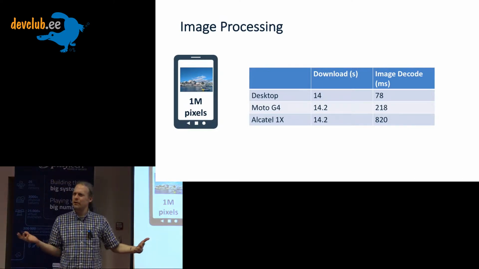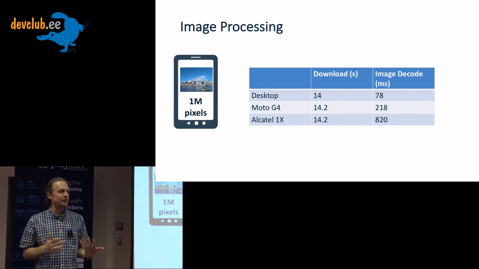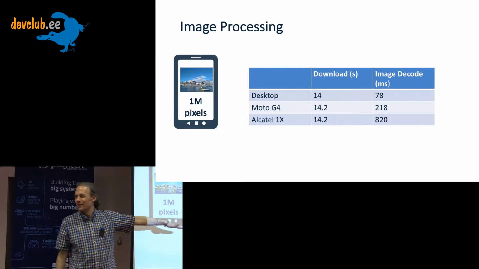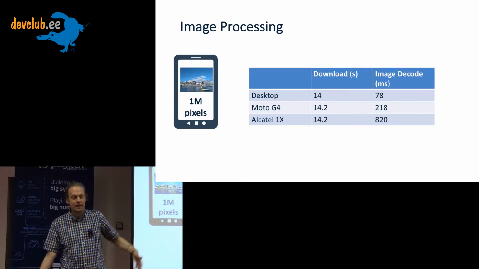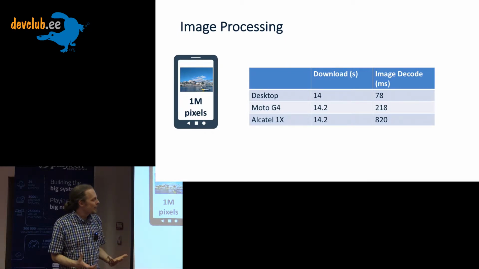Have you heard of Android Go? Android Go devices are really low-powered devices that you can buy really cheaply. The Alcatel One X is under 100 euros. It's a 2018 phone. It's got a really crappy screen, a really low-end processor. It's a really low-end device.